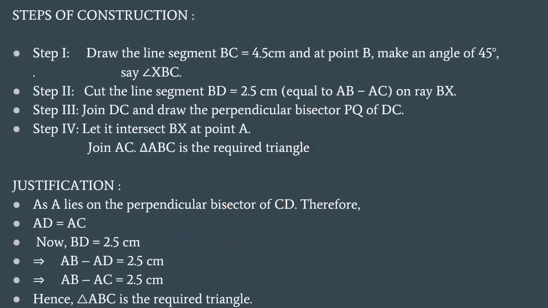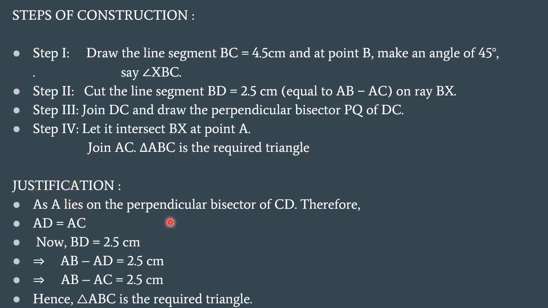Steps of construction. Step 1. Draw the line segment BC equal to 4.5 centimeters and at point B mark an angle of 45 degrees, say angle XBC. Now cut the line segment BD equal to 2.5 centimeters on ray BX. Join DC and draw the perpendicular bisector PQ of DC. Let it intersect BX at point A. Join AC. Triangle ABC is the required triangle. We have done this. Now justification.